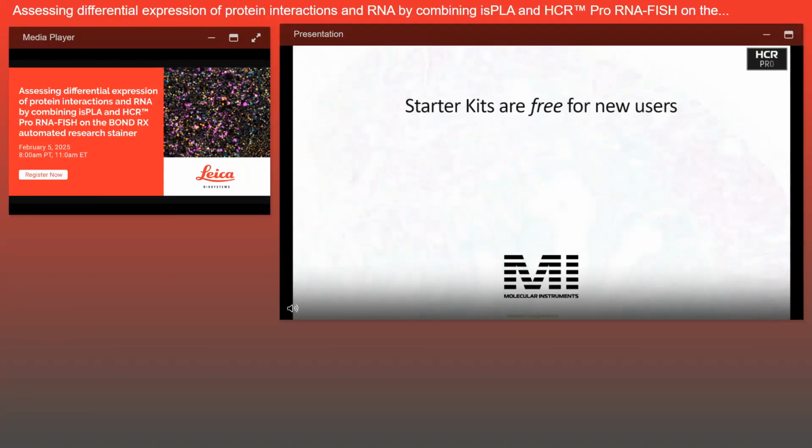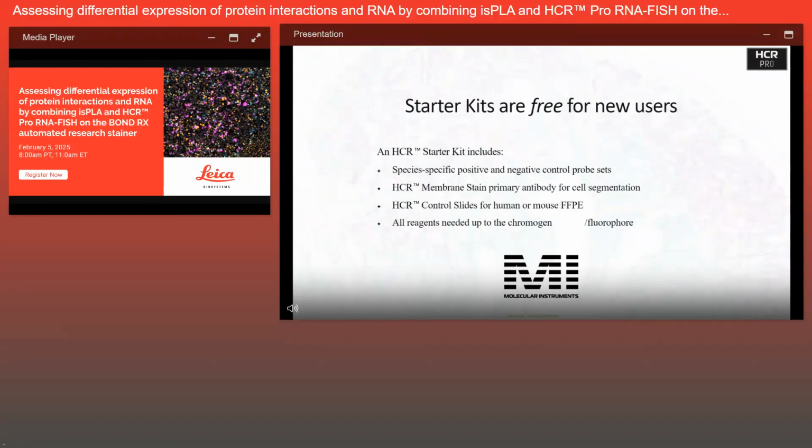So, like I mentioned before, for new users, we offer free starter kits. What this will look like for them is a species-specific positive and negative control probe set. It'll include that membrane stain I mentioned earlier, just to try out IHC co-detection if you wish to see it. It does include control slides as well for your choice of human or mouse, but we encourage users to use their own tissues as well, to not only make sure the protocol is working as expected, but compare as needed to the control slides for RNA preservation.